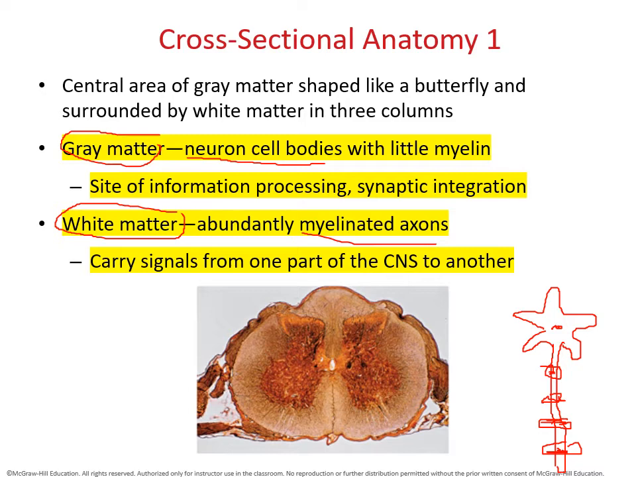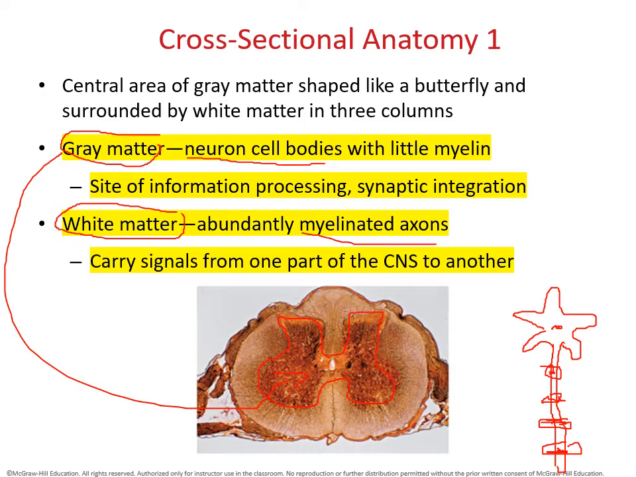So if I come over here to the picture that I've inserted for you, I hope you'll agree with me that if I take a look at the cross-section of the spinal cord, I see that in the middle I have a structure that has stained darker. I think it kind of looks like a butterfly. This little butterfly right here, that's going to be the gray matter. So this darker stain right here. In this gray area, you have nothing but lots of neuron cell bodies.